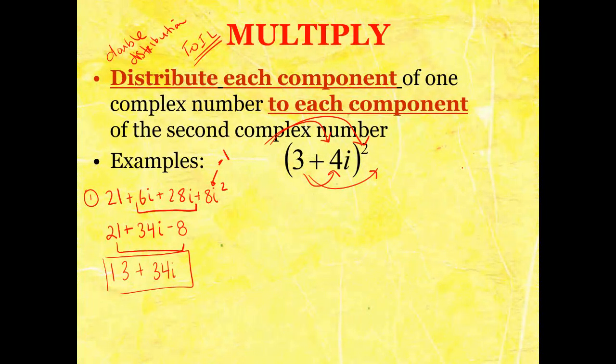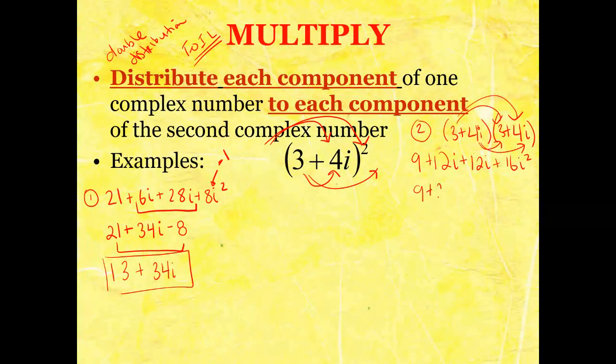What about this one? Well, I'm not going to distribute the squared, and neither are you. We know better than that. Squaring something means that you're multiplying it by itself. So I end up here with 9, double distribution, distribute that 3, 9 plus 12i, plus, then distribute the 4i, 12i, plus 16i squared.